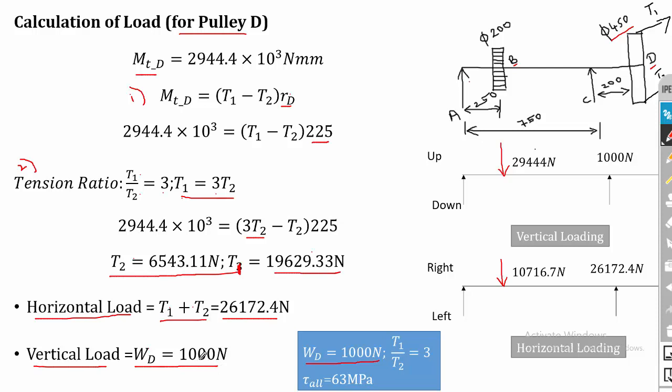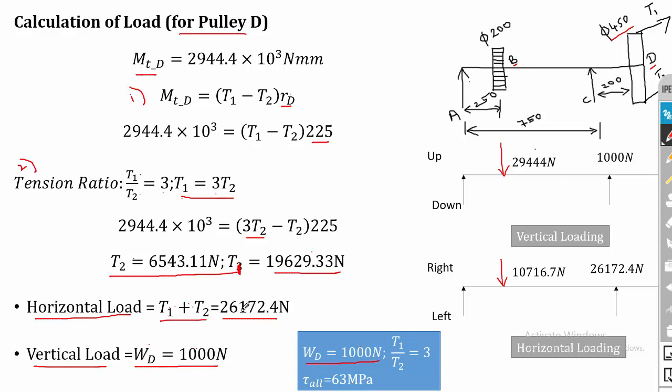So remember that the drive is a horizontal one. That is why the horizontal load is T1 plus T2. And if there is no self weight, then the vertical load will be 0. But actually in the problem, the weight of the pulley is given. So the vertical load is equal to WD, that is 1000 Newton. Now we can draw the force diagram.